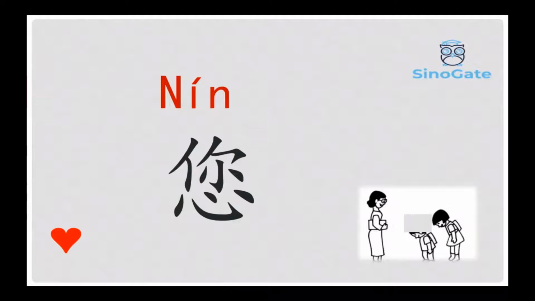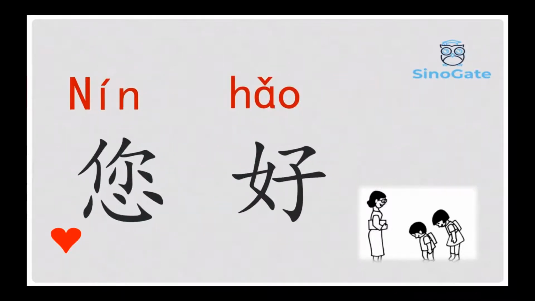So when you want to show your respect, talking to the teachers or your parents or your boss, you can use 您. So if you want to greet somebody politely, you can say, wish you good, 您好. Now we can check the picture here. You can see here it's two students greeting the teacher, 您好.